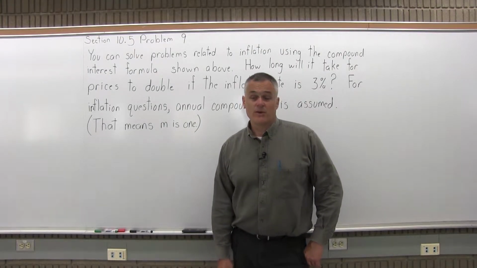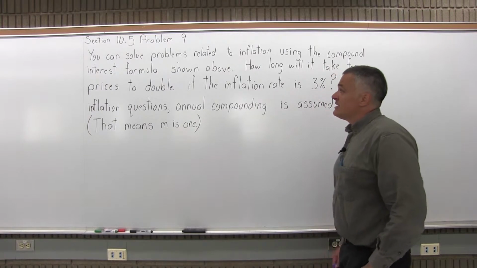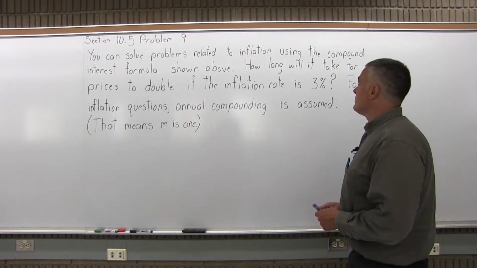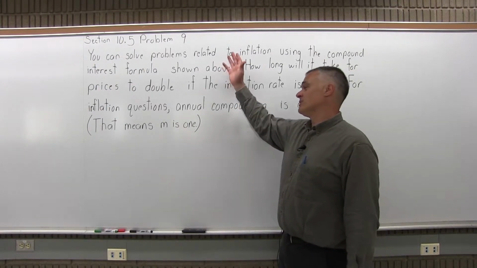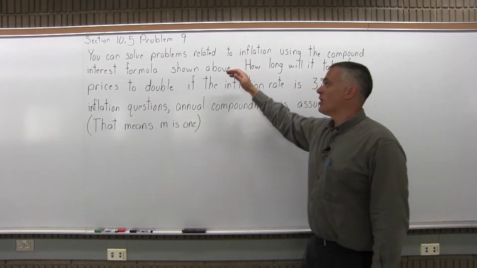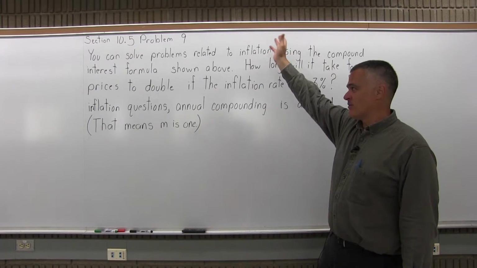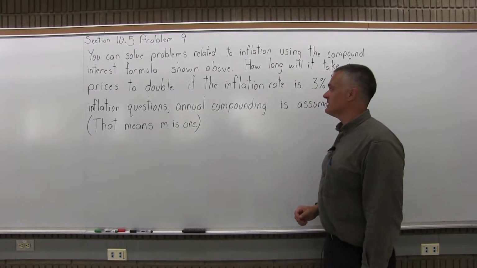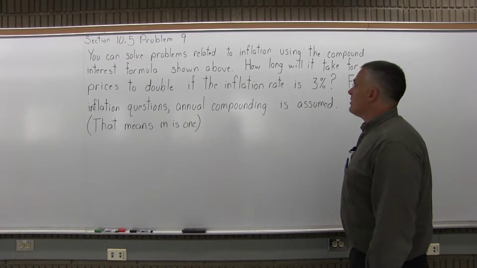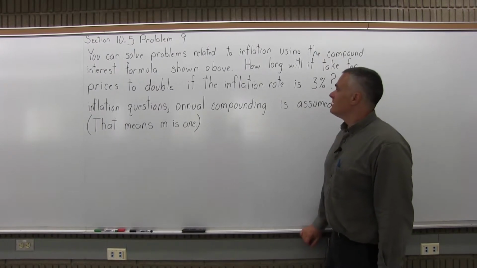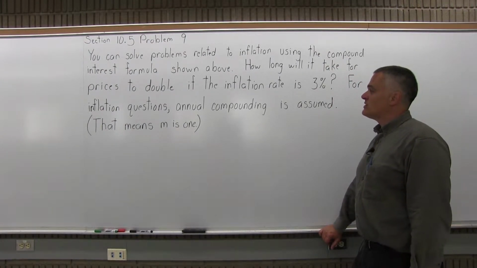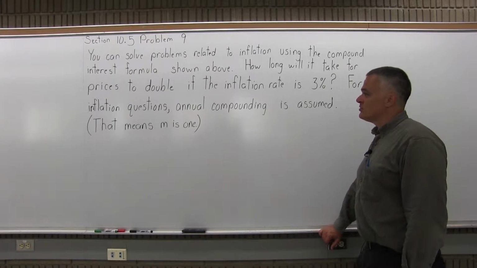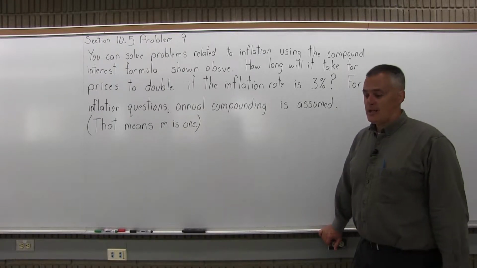This is Section 10.5, Problem number 9. It says you can solve problems related to inflation using the compound interest formula shown above. Now, on the board here, it's not really shown above, but printed in the homework, it's shown in the previous problem number 8. They remind you what the compound interest formula is. And it says, how long will it take for prices to double if the inflation rate is 3%? And it says for inflation questions, annual compounding is assumed, and that means that m is 1.